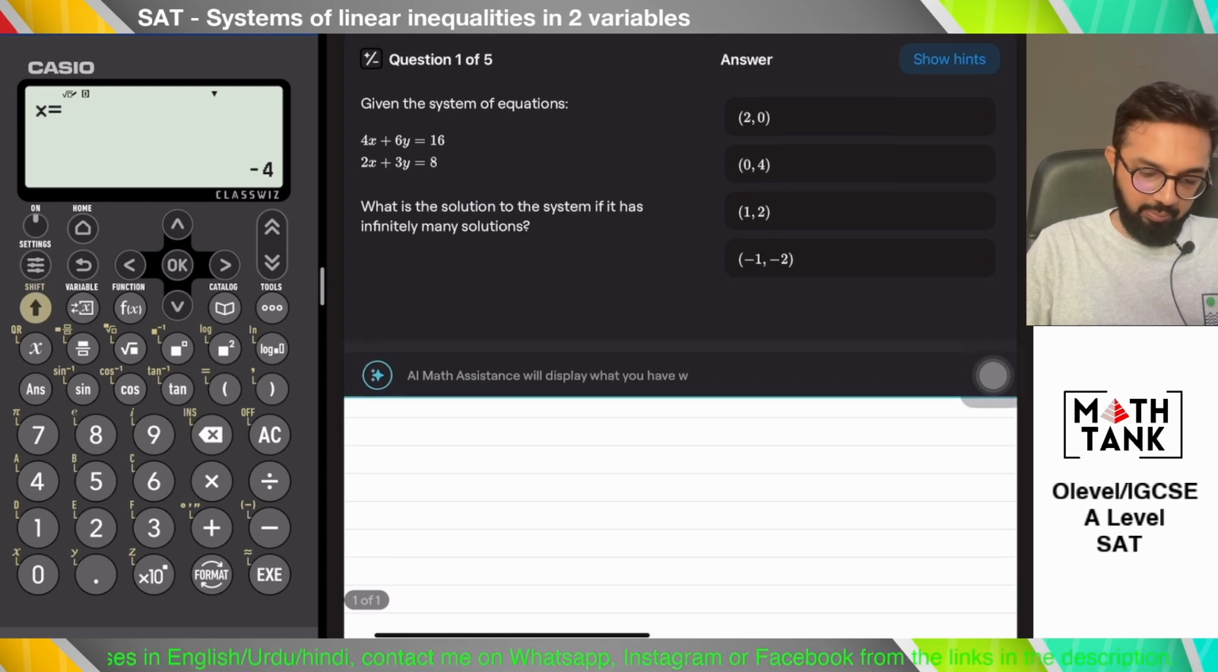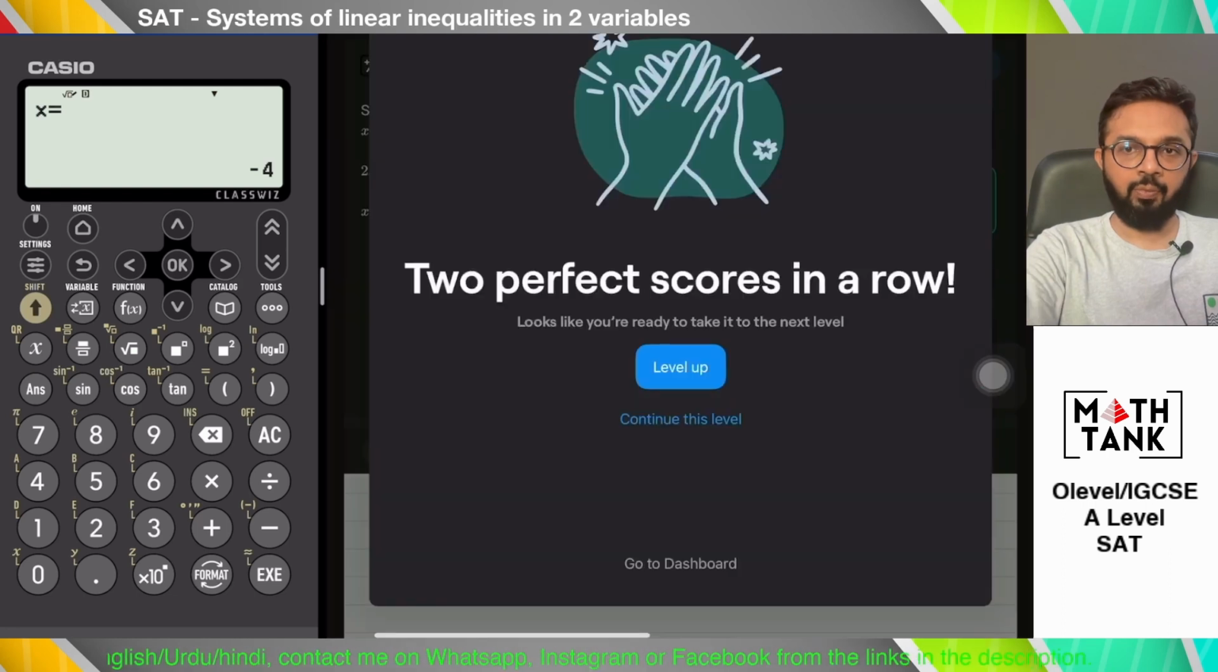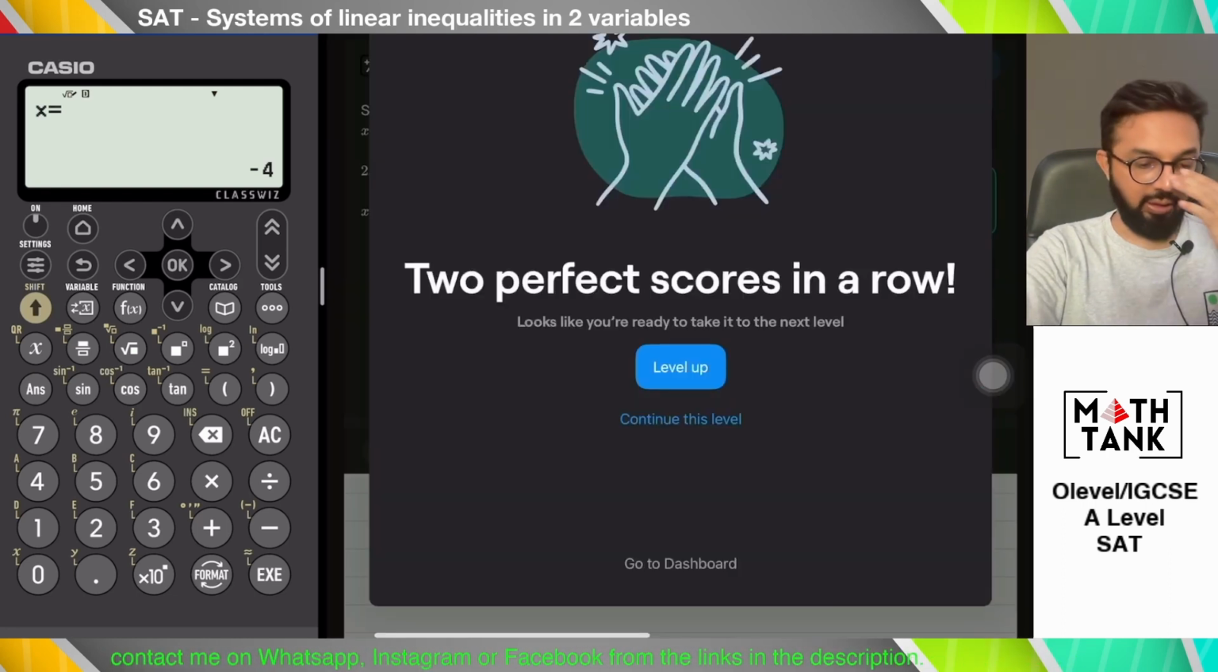Still repeating the same questions. Let's see if I can get all of these right. Okay, so that's the end of the medium level questions.